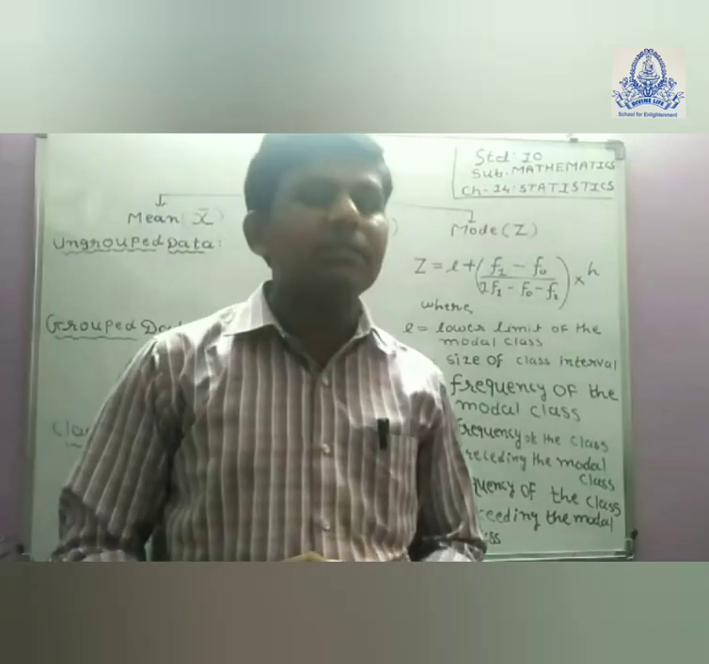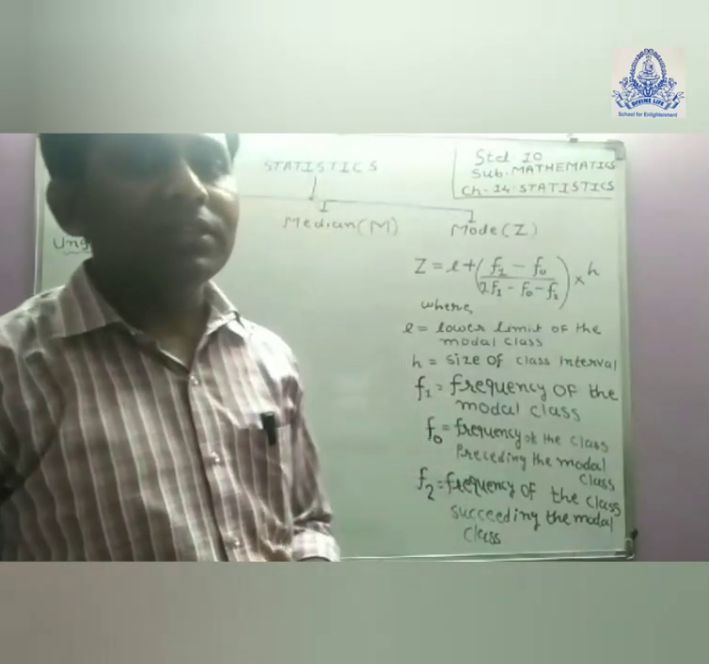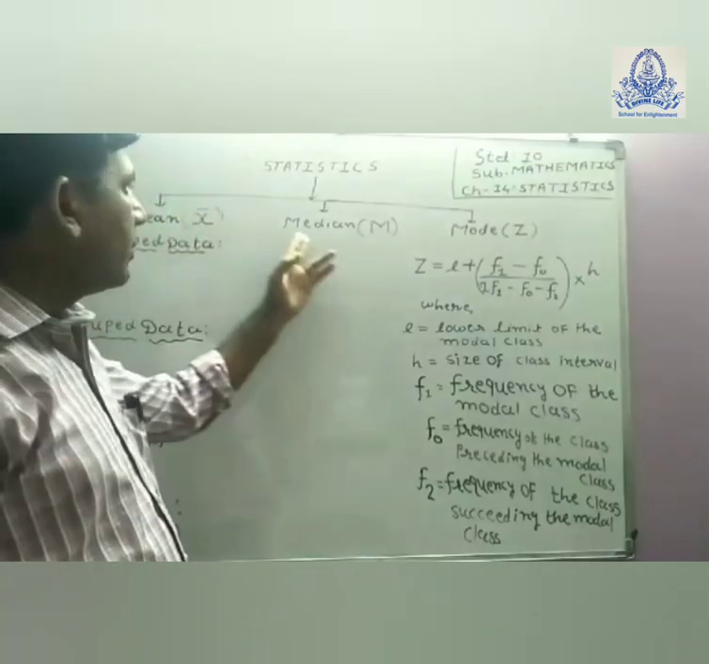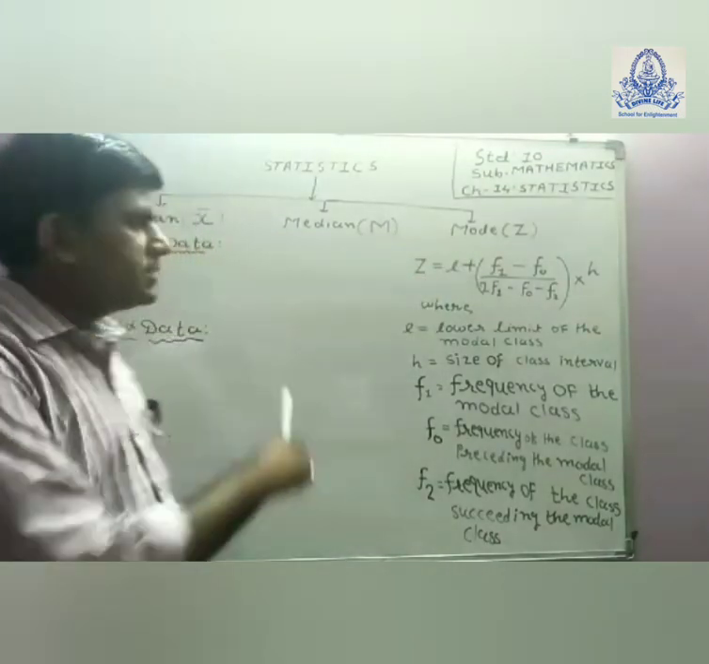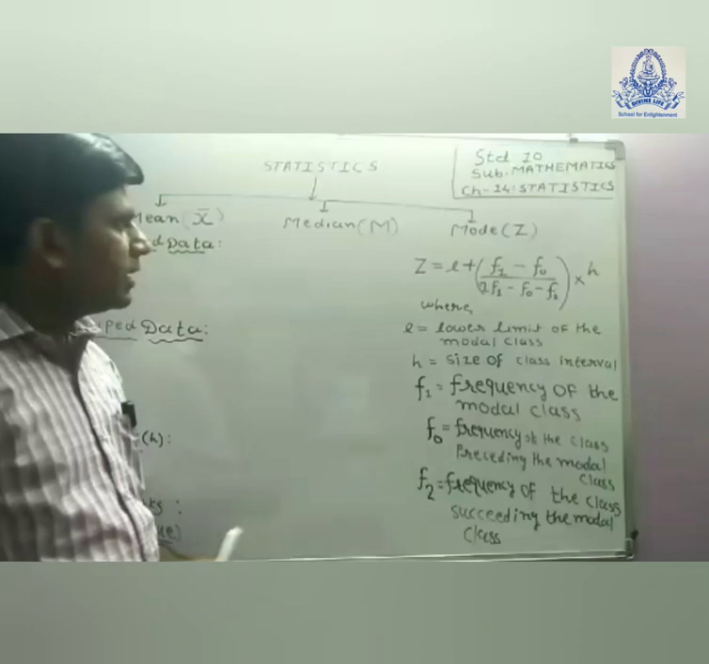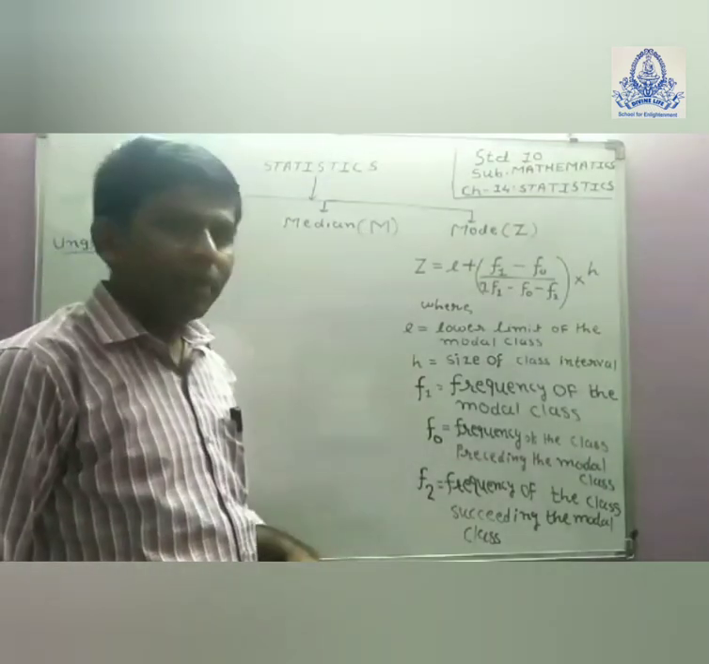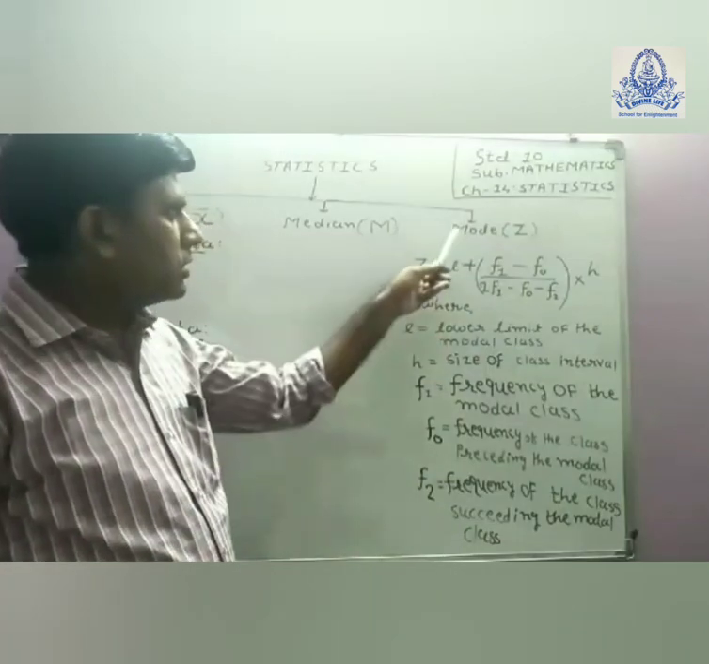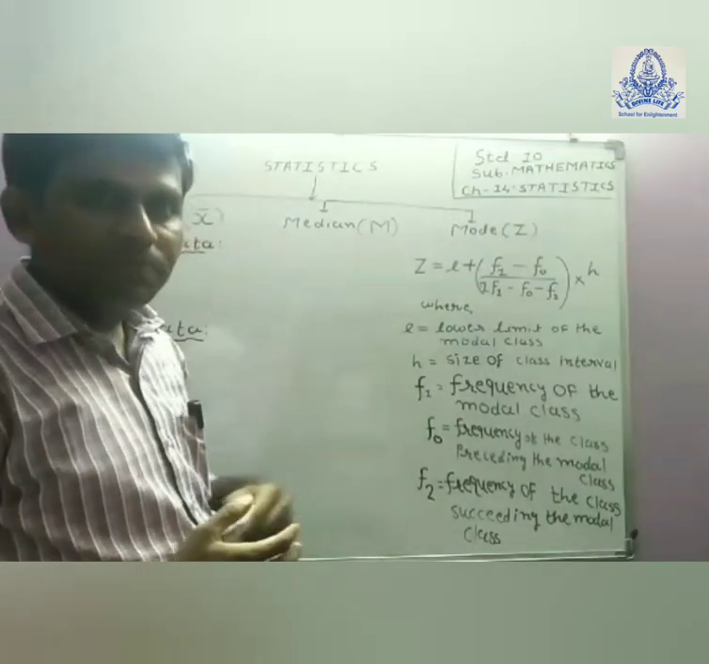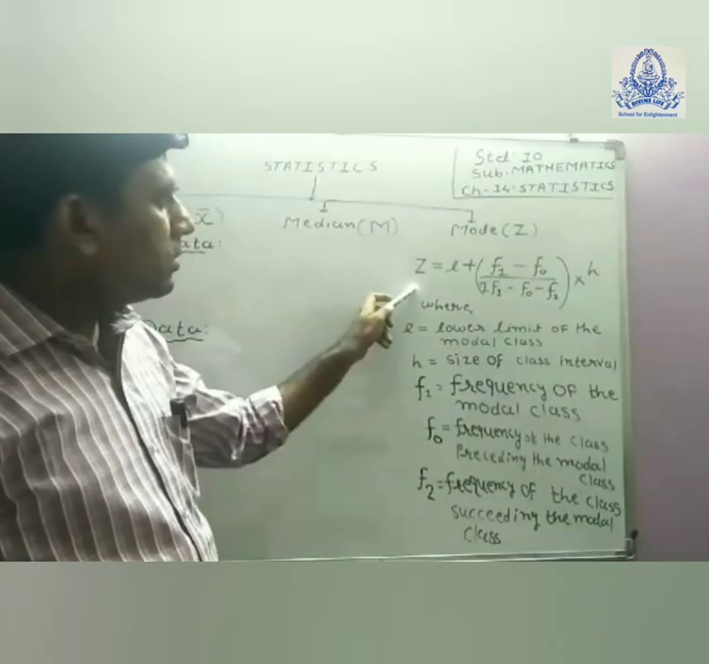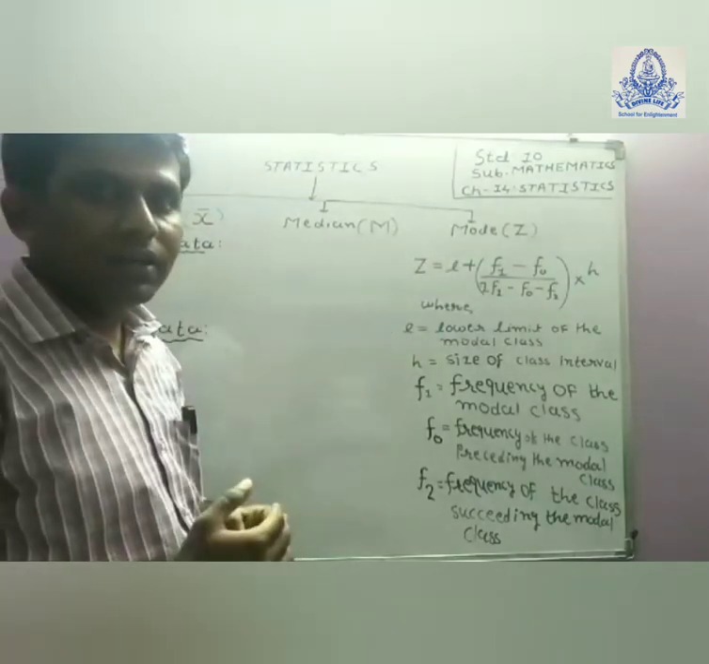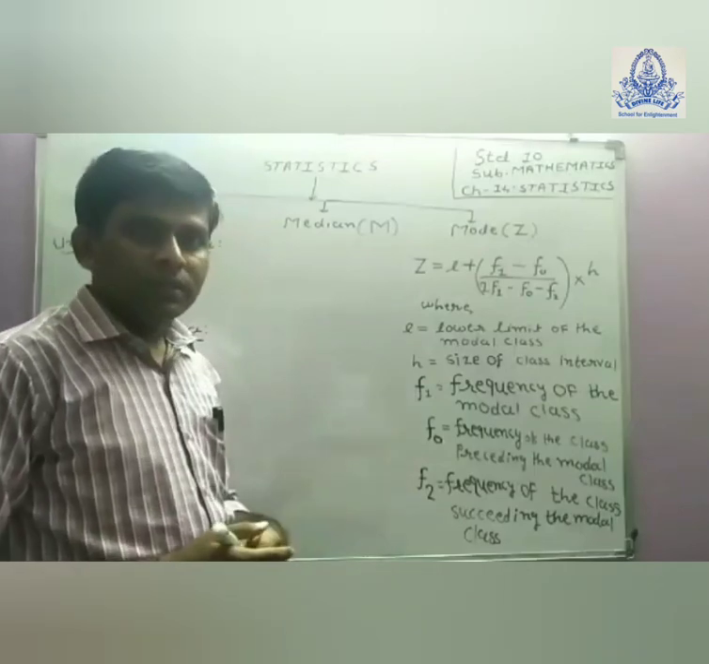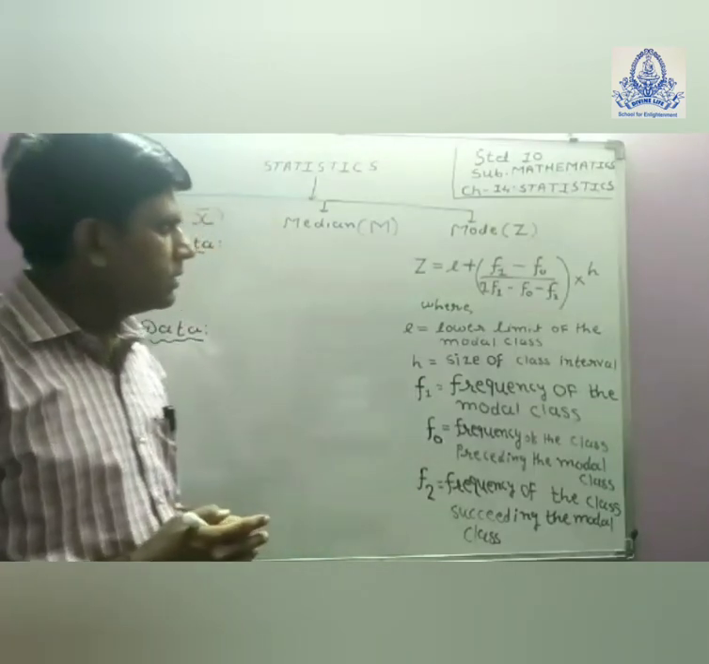And to analyze this data in statistics, the three most common measures of central tendency are mean, median and mode. Mean is indicated by x bar, median is indicated by M, and mode is indicated by Z. Today we will discuss mode. This is the formula of mode, how to find the mode, and how to find this value. That will be discussed later.